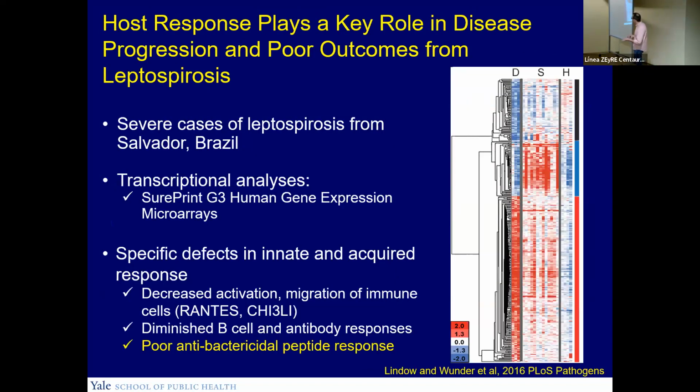And then we did some transcriptional analysis studies in patients that actually die and survive leptospirosis, comparing them to healthy individuals. And we saw that individuals that die have a huge decrease in activation and migration of immune cells, they have diminished B cell and antibody responses, and they have a poor antibacterial response in those patients compared to patients that got severe disease and survived.